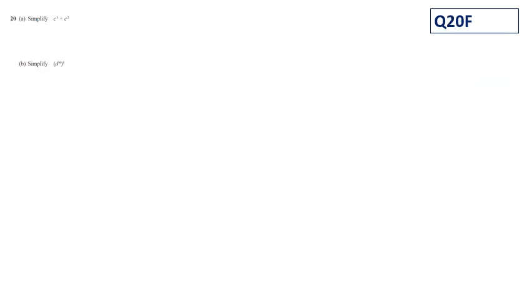Okay, so question 20 is all to do with the rules of indices. So the first one, A, simplify c to the power of 5 divided by c to the power of 2. I need to use the division rule, which says if I'm dividing two powers with the same base, I'm going to take the indices away. So that's c to the power of 5 minus 2. That gives me c to the power of 3.